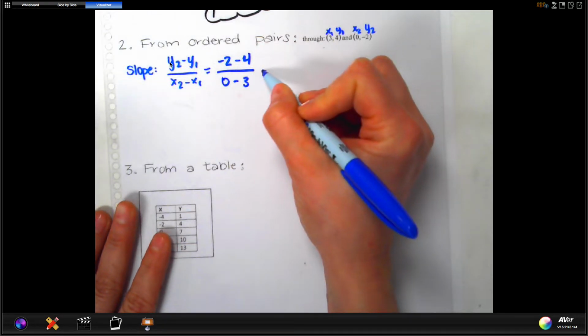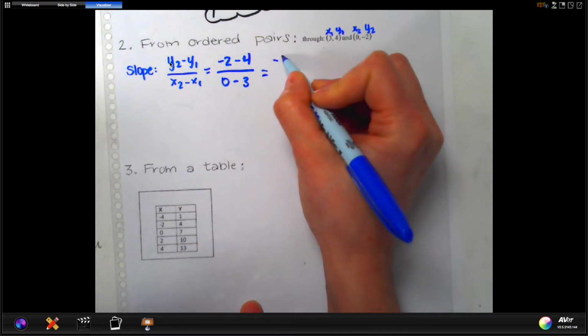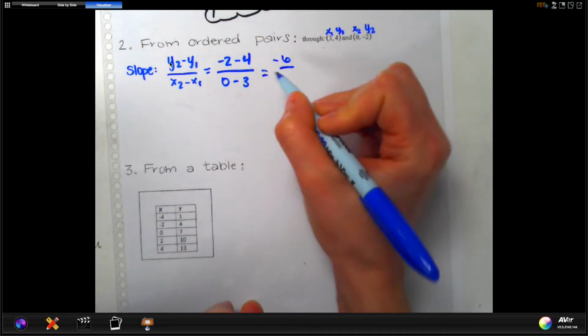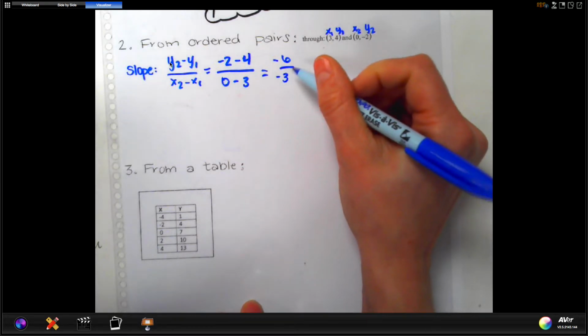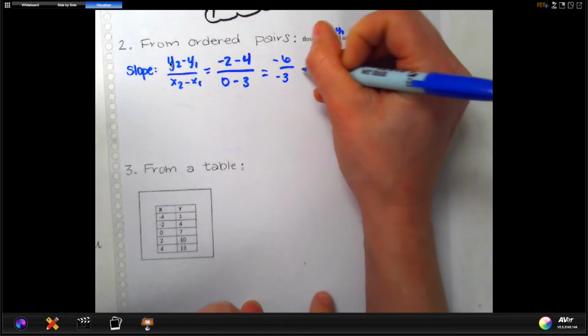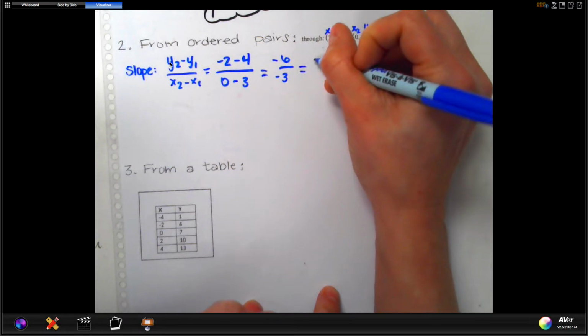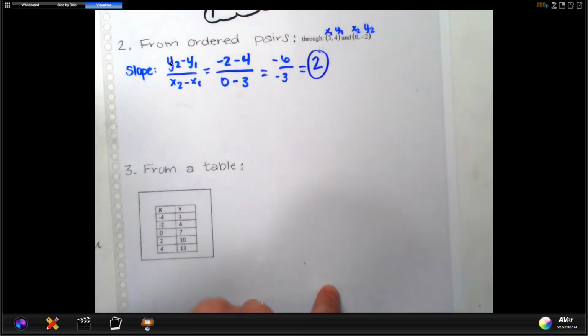And then you want to simplify. Negative 2 minus 4 more would give us negative 6. And 0 minus 3 would give us negative 3. And then you want to reduce or simplify. Well, negative 6 divides negative 3 evenly, and a negative divided by a negative gives us a positive 2 for our slope. So halfway done.